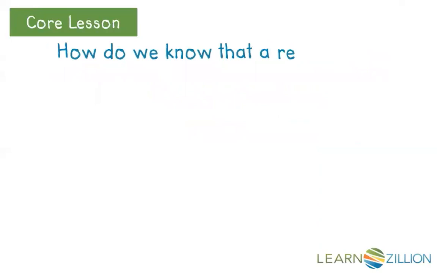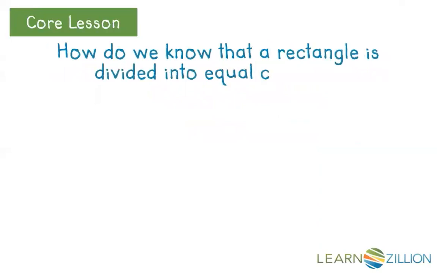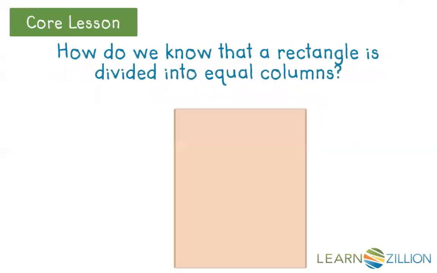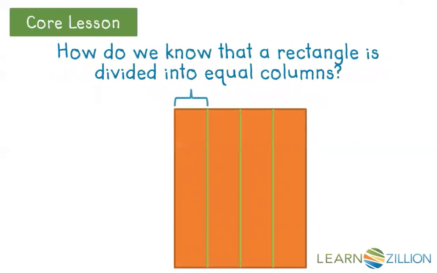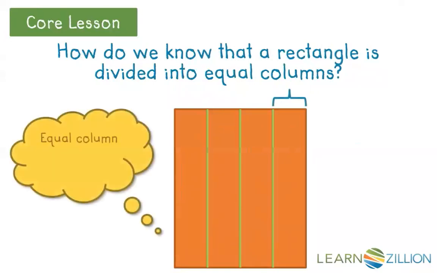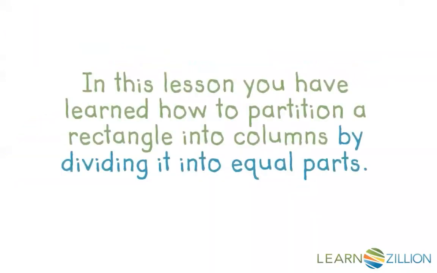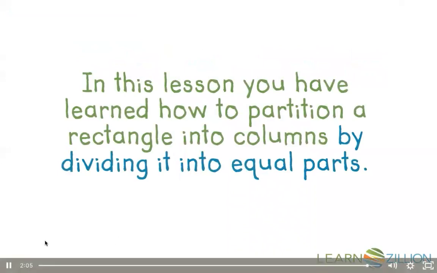How do we know that a rectangle is divided into equal columns? We have to look at the size of each column. Equal columns have to be the same size. In this lesson, you have learned how to partition a rectangle into columns by dividing it into equal parts.